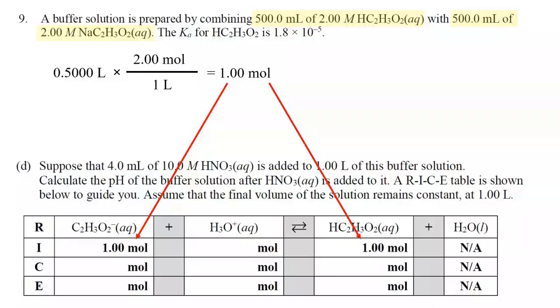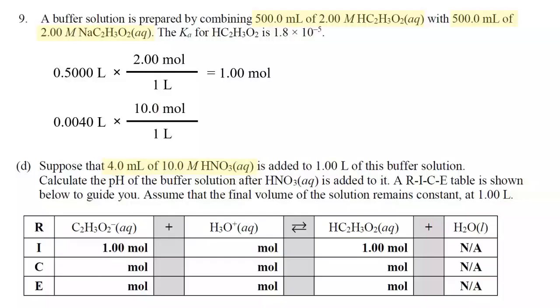Now let's take a look at the amount of moles of the hydronium ion. So 4.0 milliliters, when you divide by 1,000, that would be 0.004 liters. And it's a 10 molar solution of nitric acid. So 0.004 liters times 10 moles per liter, that gives us 0.04. That's the number of moles of nitric acid that was added to the buffer solution. So that number goes right here in the rice table for the number of moles of the hydronium ion. Now let's process the rest of this rice table.